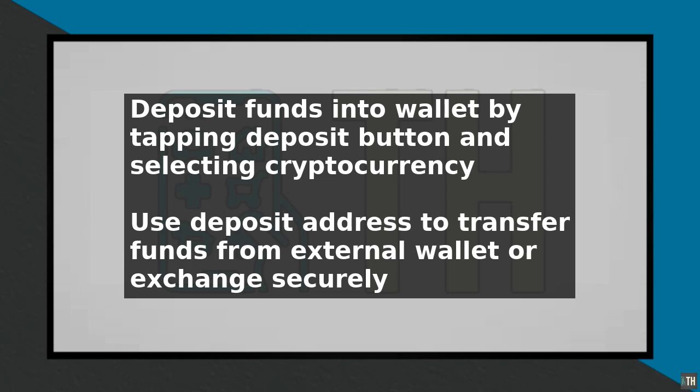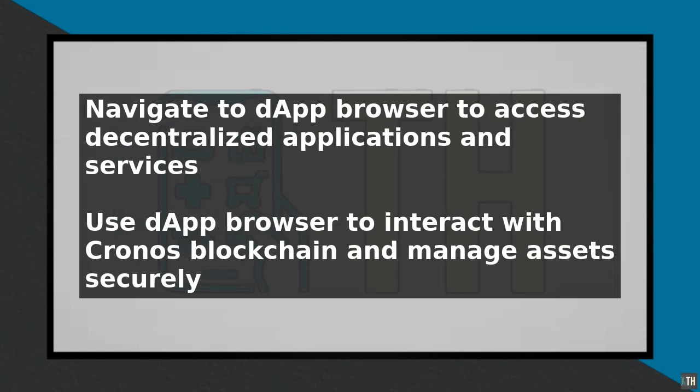Here, you can access various decentralized applications, including decentralized exchanges, lending platforms, and more. When using Crypto.com on-chain, it is essential to understand the concept of gas fees, which are fees paid to validators for processing transactions on the blockchain.